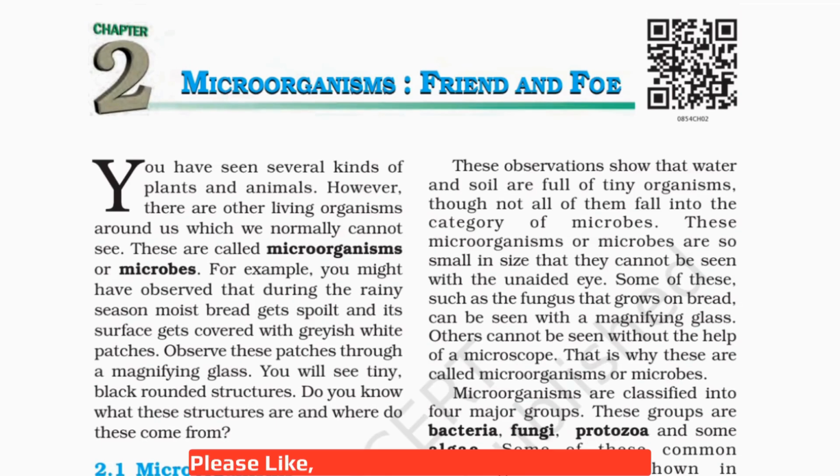Chapter 2, Microorganisms, Friend and Foe. So let's start. You have seen several kinds of plants and animals. However, there are other living organisms around us which we normally cannot see. These are called microorganisms or microbes.